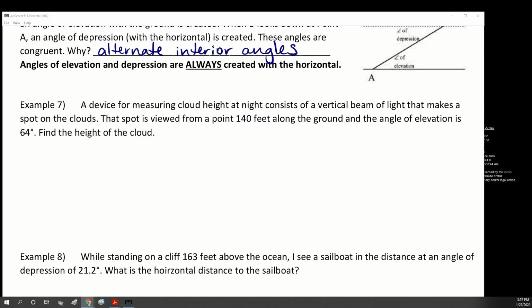All right. Oh, and one thing that is super, super important, I made it bold and I also underlined things. Angles of elevation and depression are always created with the horizontal. So if you have a situation and a problem where there's an angle of elevation or depression, find the horizontal line, that's where it needs to go.